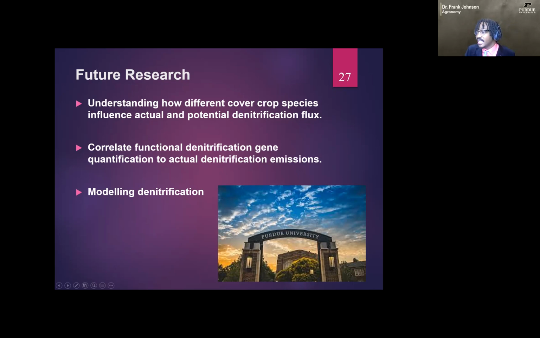And then the last that I mentioned briefly was modeling denitrification. I developed an empirical model for the two fields and estimated denitrification over growing seasons when corn or wheat were grown. But there are several models out there, such as DSAT and DayCent, that have functionality to model denitrification. And if these models can account for the spatial variability and the spatial distribution of denitrification, they can potentially be useful when farmers are making management decisions in their fields.